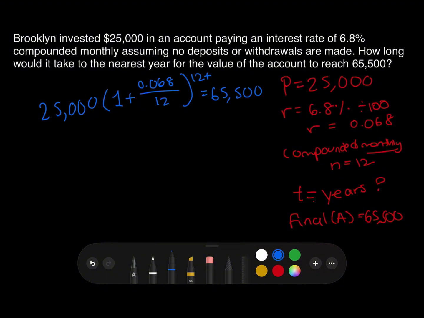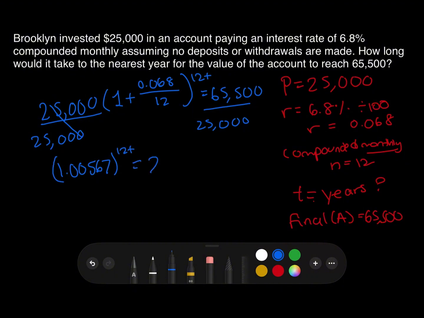Our first step would be to either simplify what's in here or divide by 25,000. Either one would work. So we divide by 25,000 on both sides. And now we're left with this. I'll just simplify it right away. So now we're going to have 1.00567 raised to 12t is equal to 2.6. That's what 65,500 divided by 25,000 is.